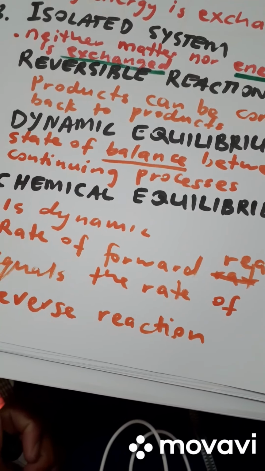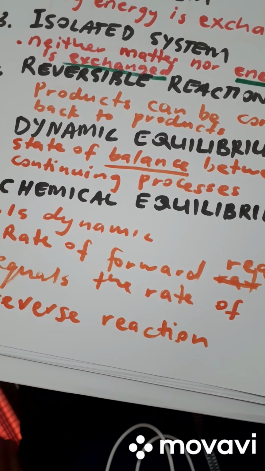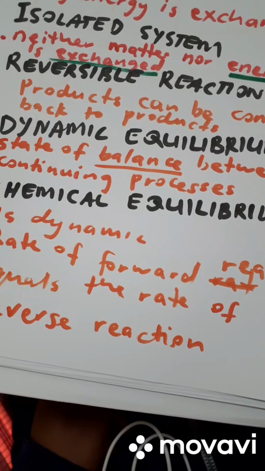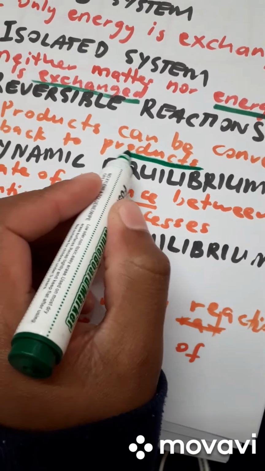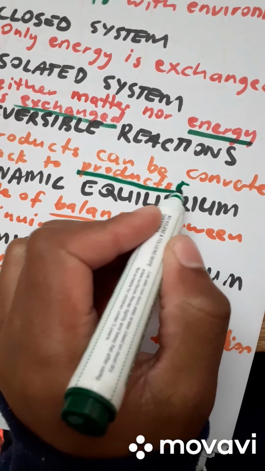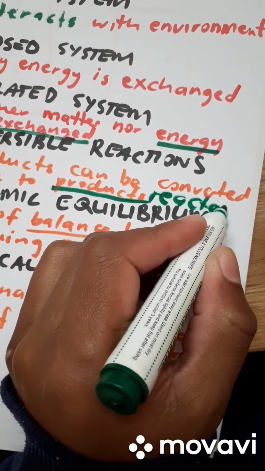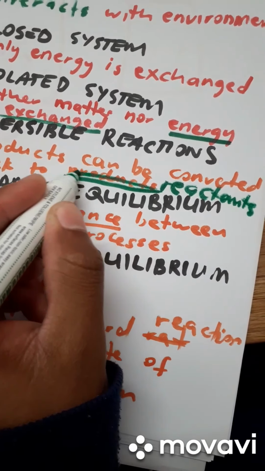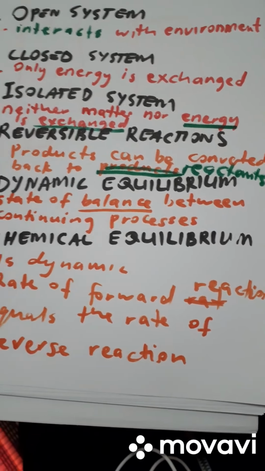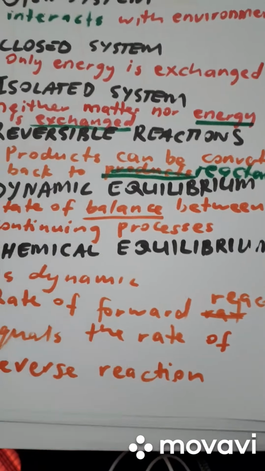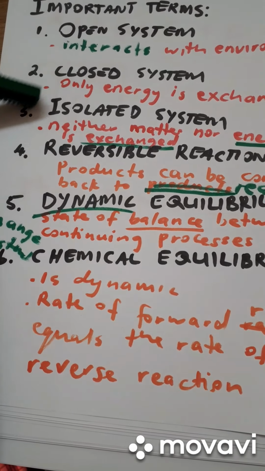Then we talk about reversible reactions. What do we mean when we say the reactions are reversible? For reversible reactions, we are saying products can be converted back to reactants. Products can be converted back to reactants. Then we see that the reaction is reversible, and the process is simultaneous.